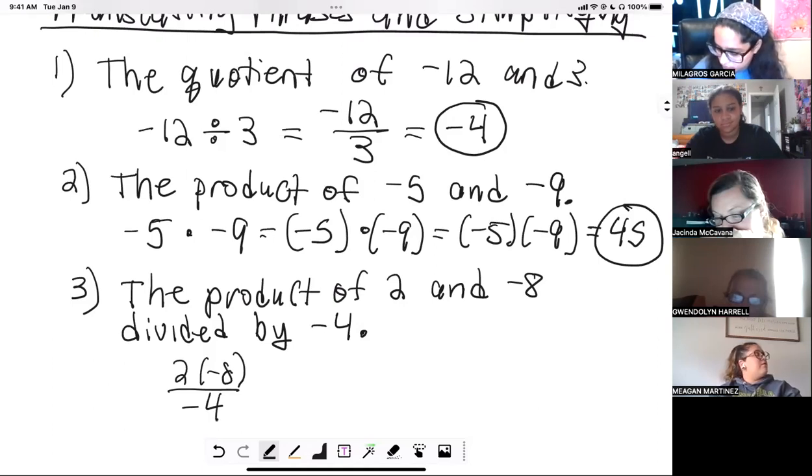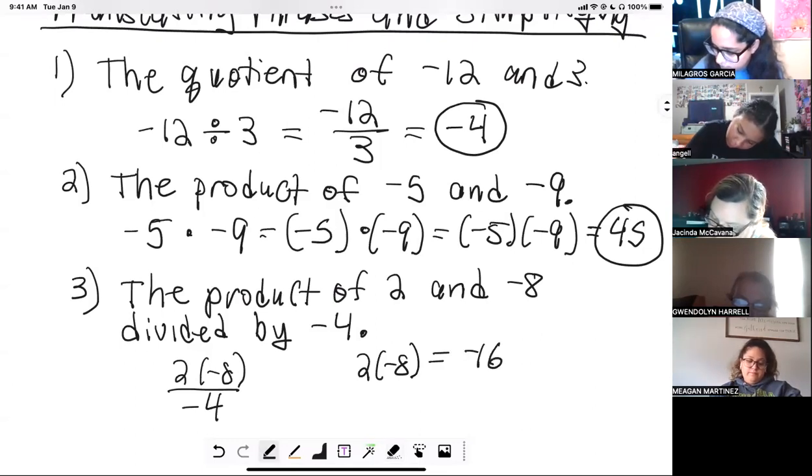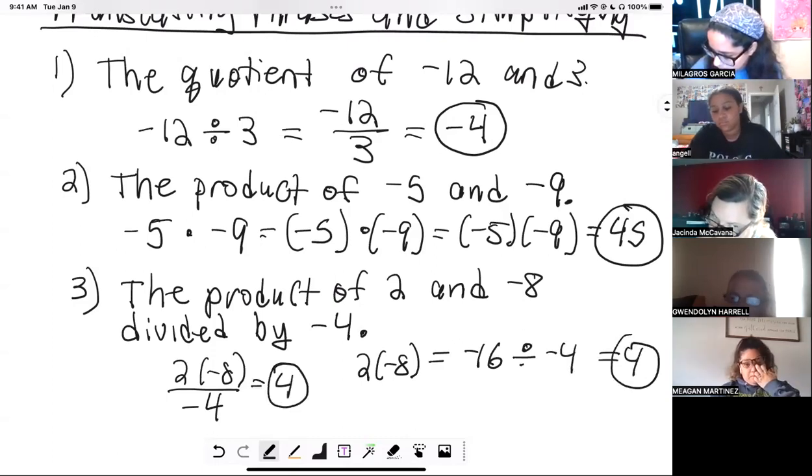You could also just have done 2 times -8. That's 8 times 2 is 16. Negative and positive, negative wins in multiplying. -16. And then taking that and dividing by -4, which is 4. And doing it this way would also be 4. A lot of different ways to do it, but it's 4.